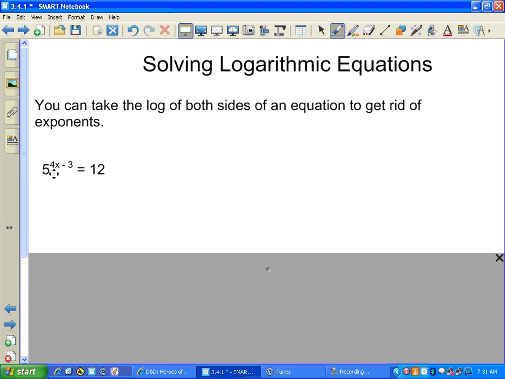So in this case, I want to get this exponent down from there, because I want to be able to solve for x. I can't solve for x in the form it's in now. I'm going to take the log of both sides of this equation. The log I want to take is log base 5. So I'm going to take log base 5 of both sides of this equation.